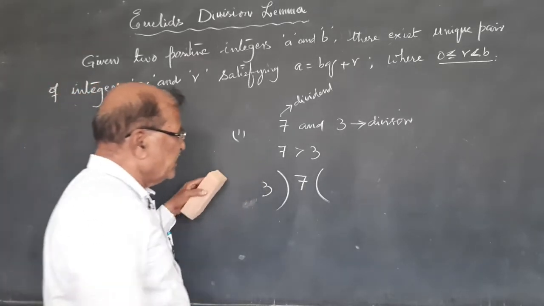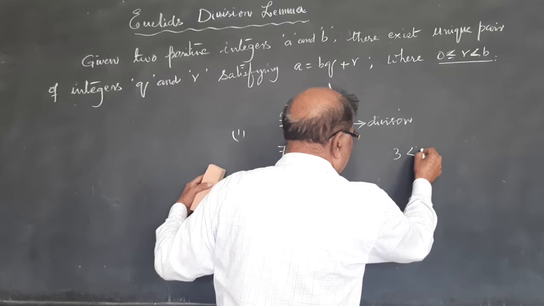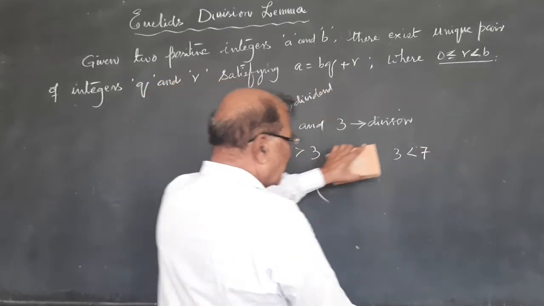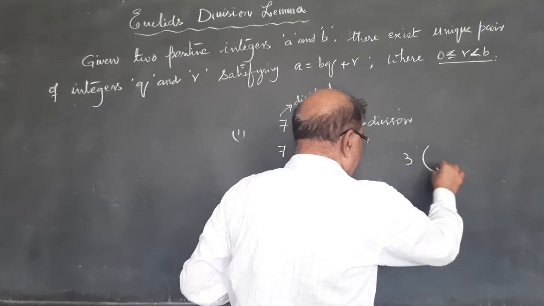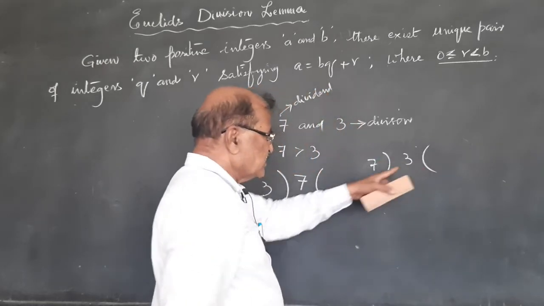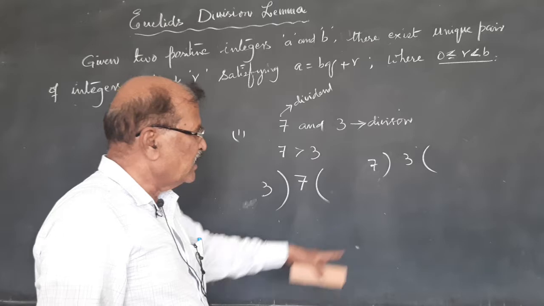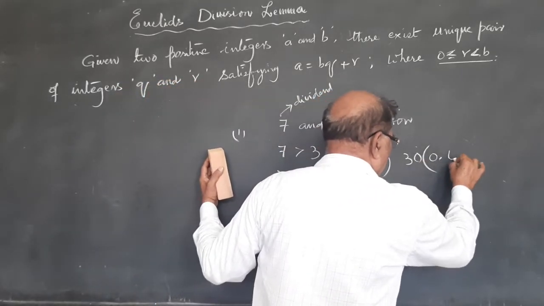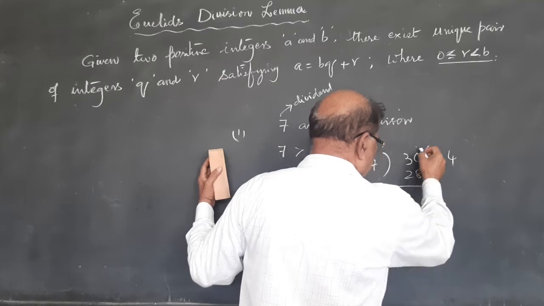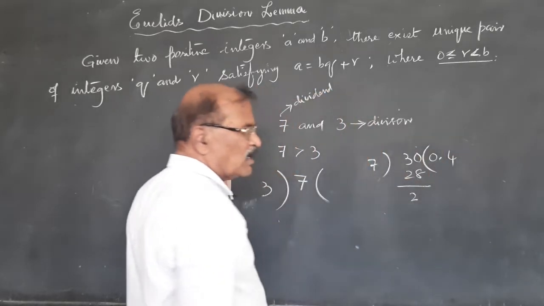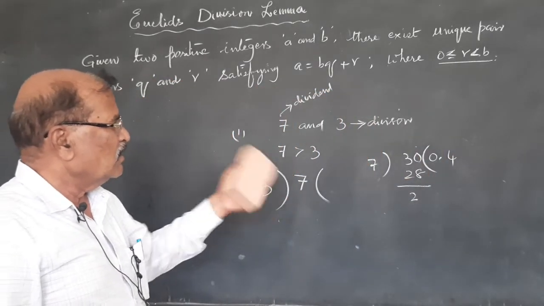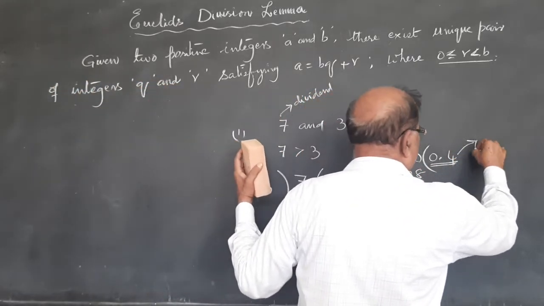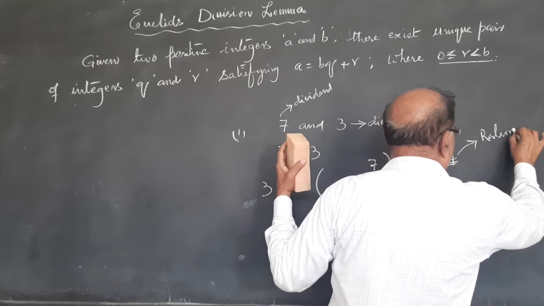Suppose 3 is less than 7, or else if you want to divide 3 by 7, it doesn't go. You will be getting a decimal. 7 4s are 28, so the remainder is 2. Like that it goes on. So this is not an integer. This is a rational number.